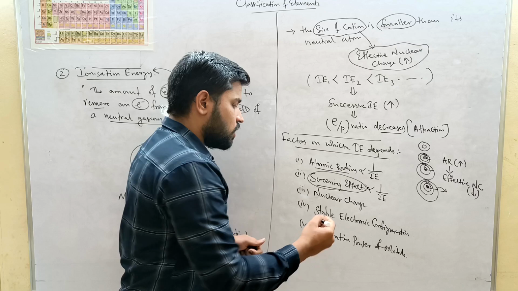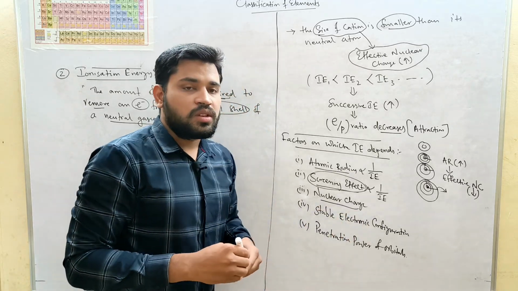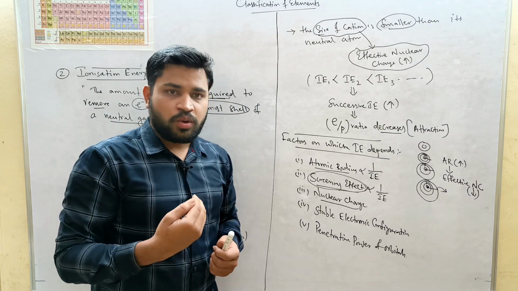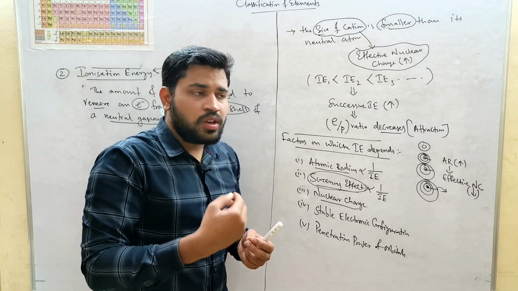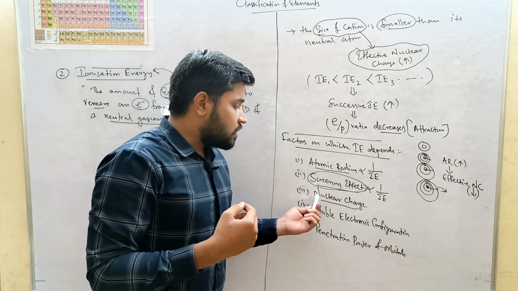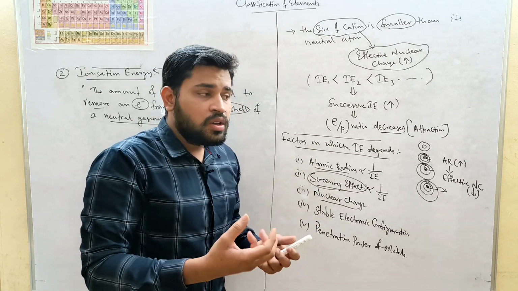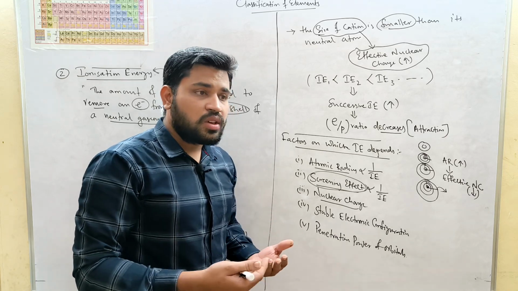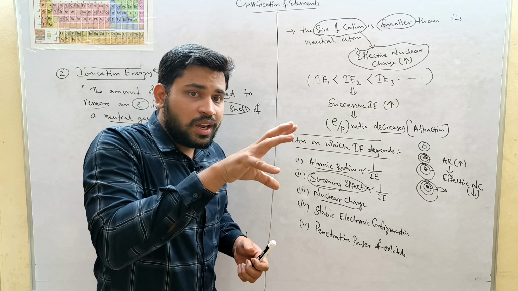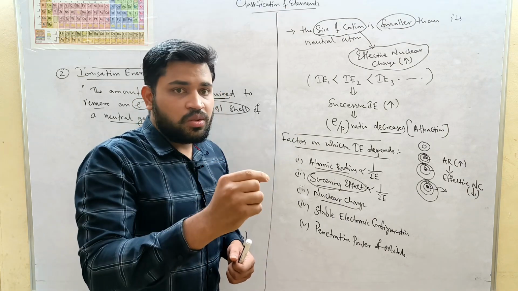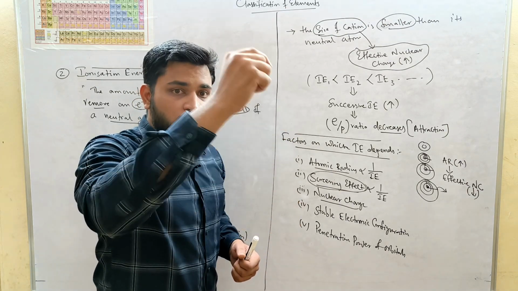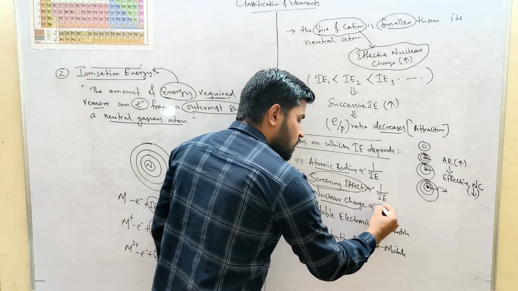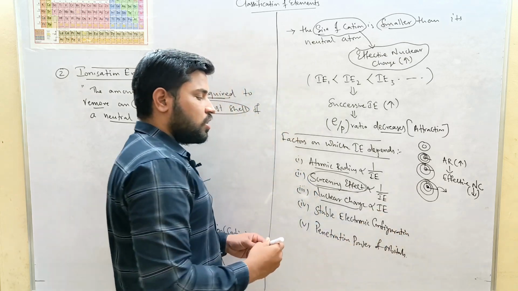Next we are going to see nuclear charge. Nuclear charge increases as the atomic number increases. Atomic number means the number of protons, and the protons go into the nucleus. So the more the atomic number, the more the nuclear charge. As nuclear charge increases, it will hold the electrons much more strongly, so you need much more energy to remove the electron from the outermost shell. Because of that, nuclear charge is directly proportional to ionization energy.